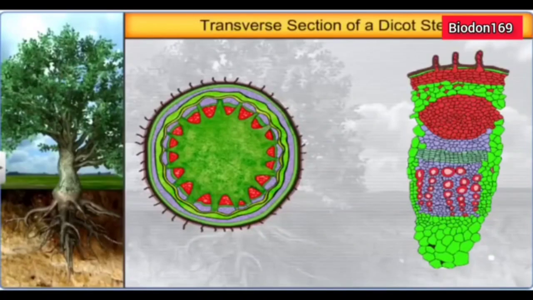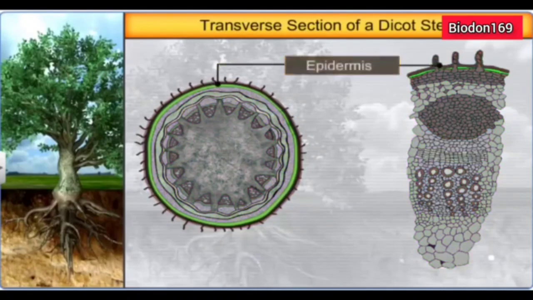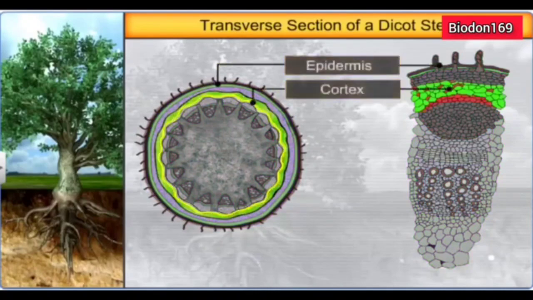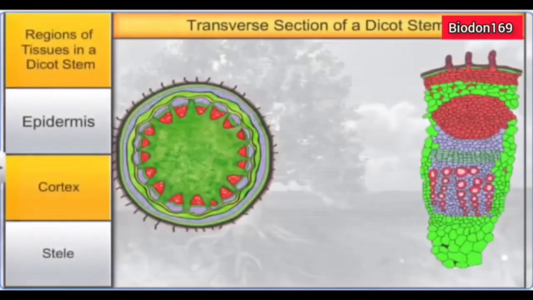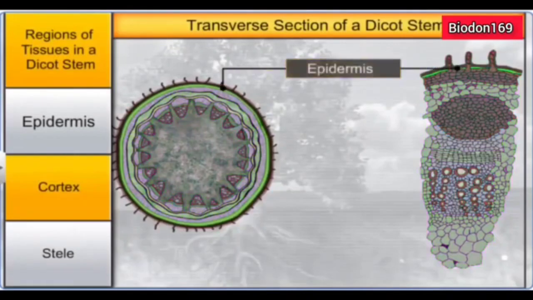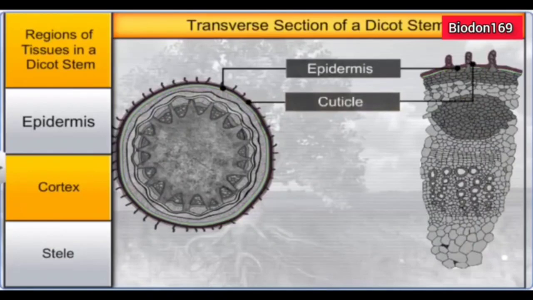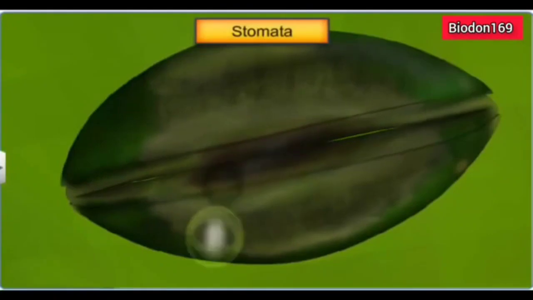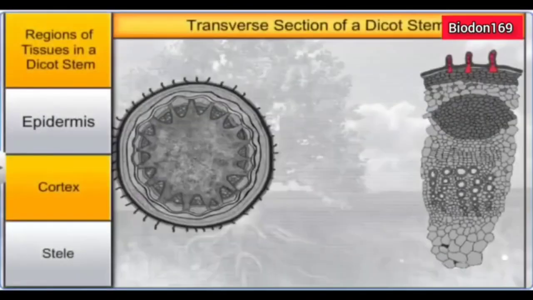The regions of tissues in this stem include epidermis, cortex, and stele. The outermost layer of the stem, or epidermis, consists of a layer of closely packed cells and is covered with a thin, waterproof layer called the cuticle. The epidermis also contains stomata and hair-like outgrowths known as trichomes.